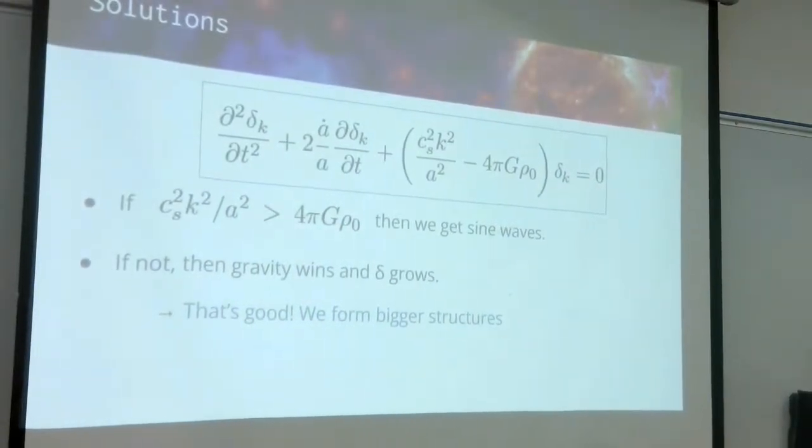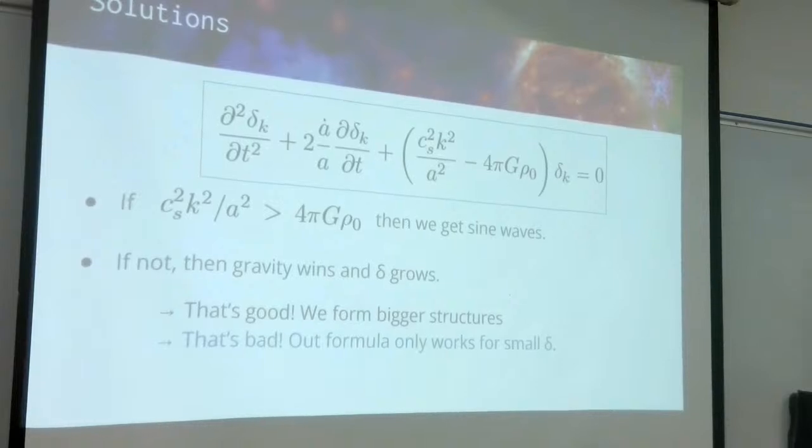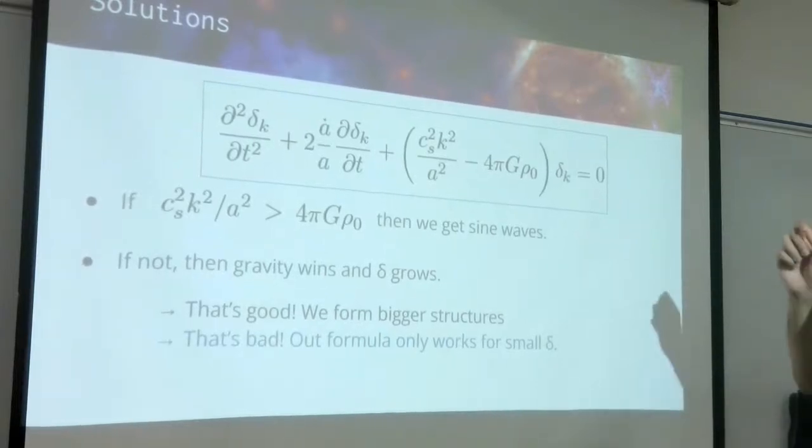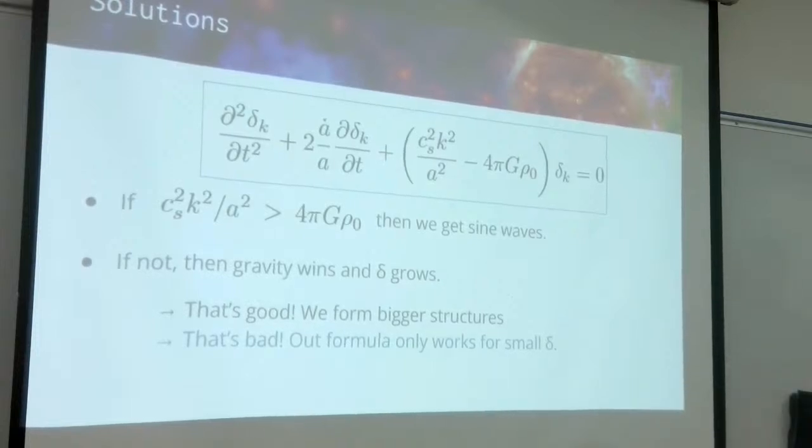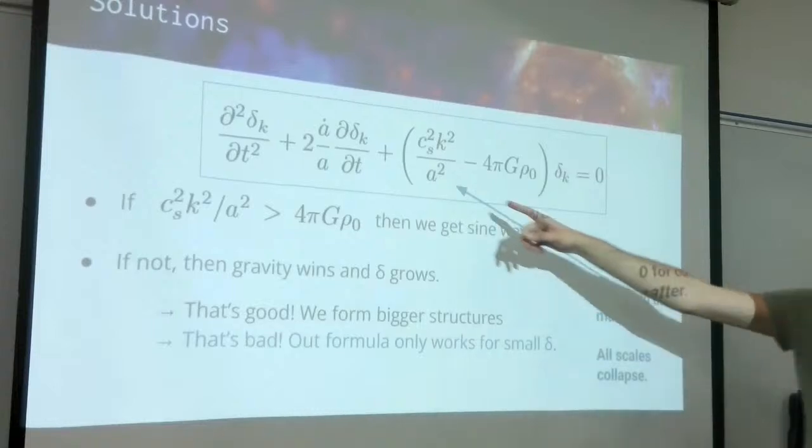Good, we're forming structures. The problem is that we started by saying delta is small, and now I'm making delta grow exponentially big. So we have a problem here, because we start with an equation in perturbation theory, and we can't perturb anymore because this is way too big. We eliminated all the terms which were small. And the main problem here is that I said before, if we're doing cold dark matter, then there is no pressure. That is zero.